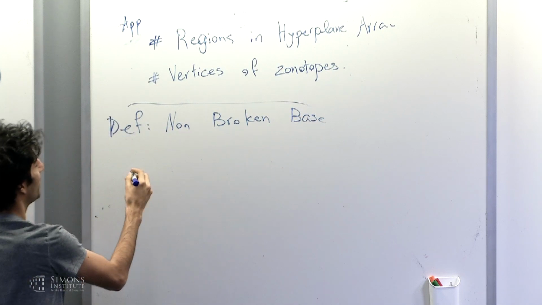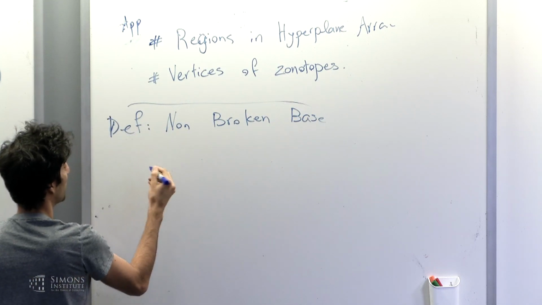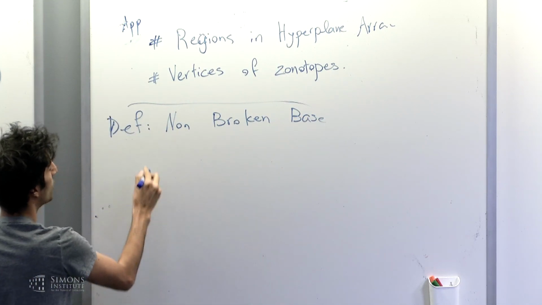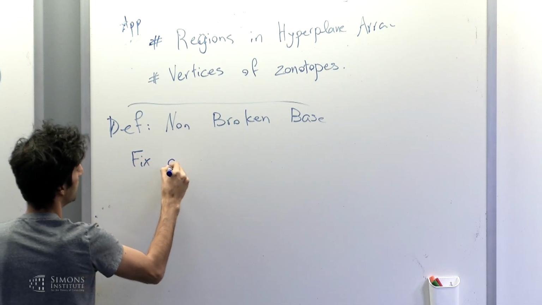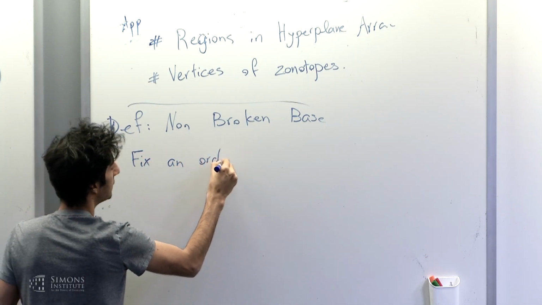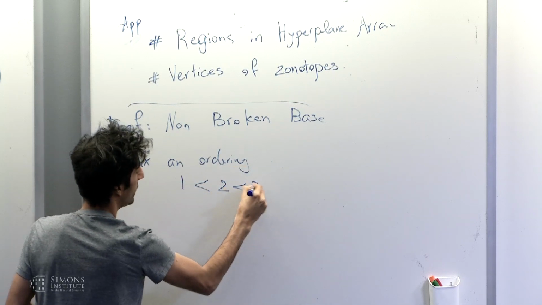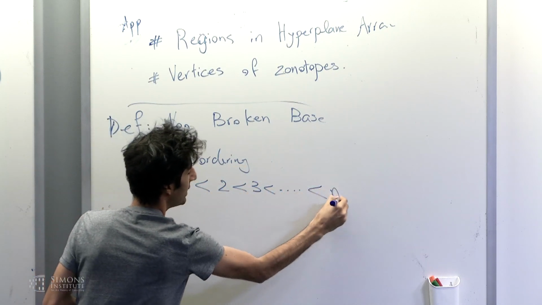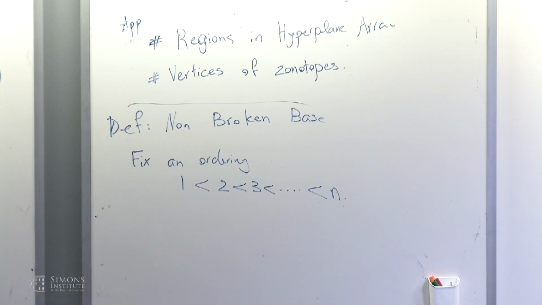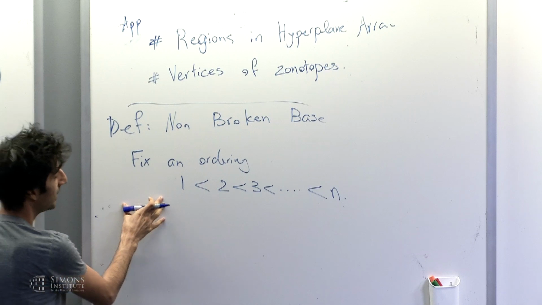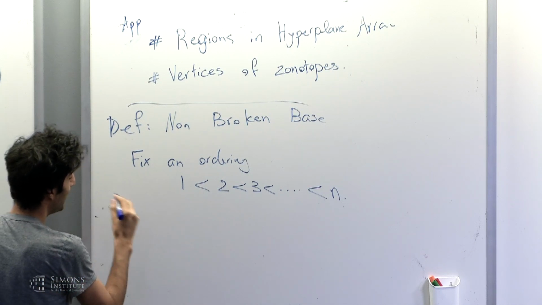Let me first define. Okay, so first, let's fix an ordering of the elements. So let's say 1 is less than 2, less than 3, less than n. These are the underlying elements of your matroid or your graph, whatever. Then we say.